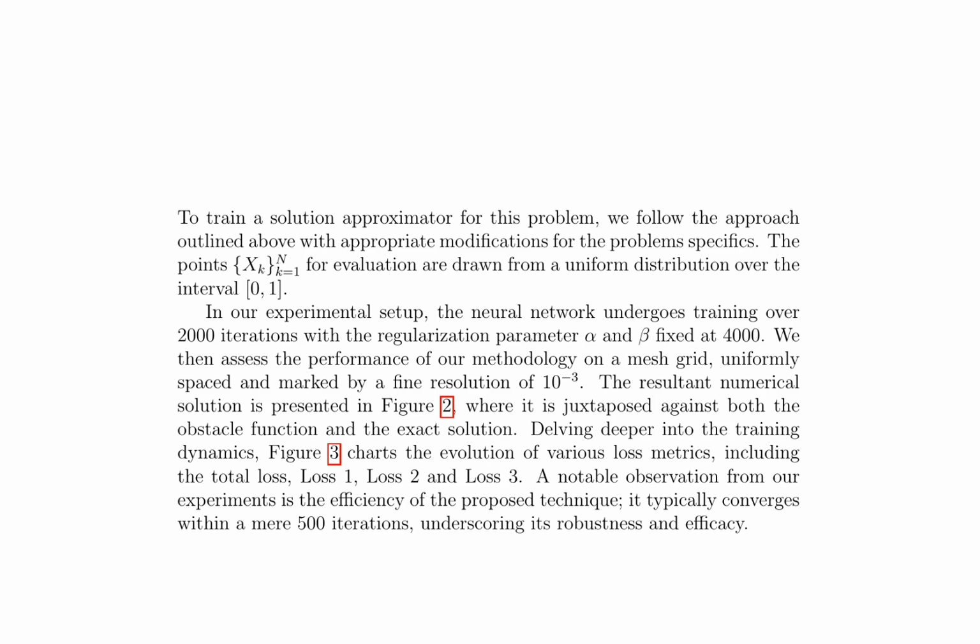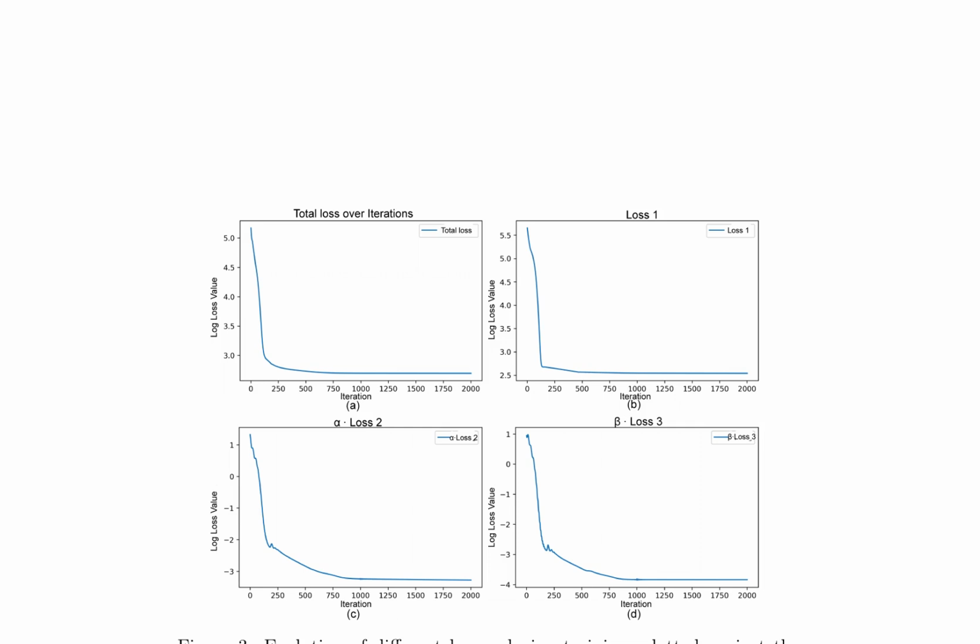The research paper discusses the training of a solution approximator for a specific problem. The approach involves modifications tailored to the problem specifics. The neural network undergoes training over 2,000 iterations with fixed regularization parameters. The performance is assessed on a mesh grid with a fine resolution of 10^-3. The numerical solution is presented in Figure 2, juxtaposed against the obstacle function and the exact solution.